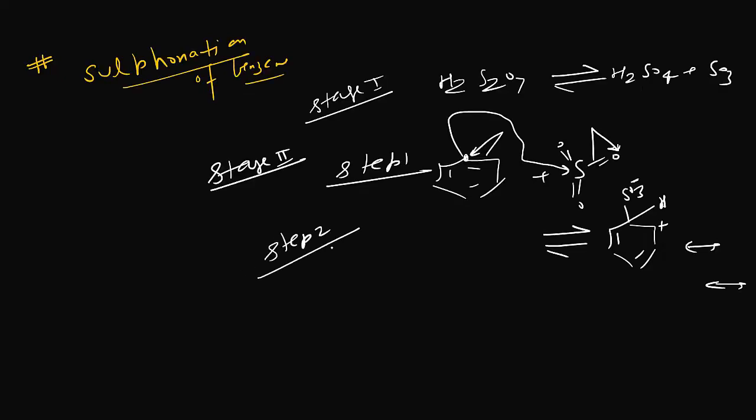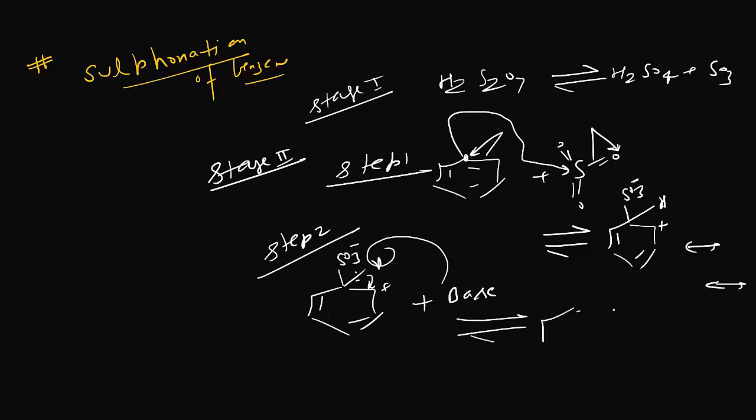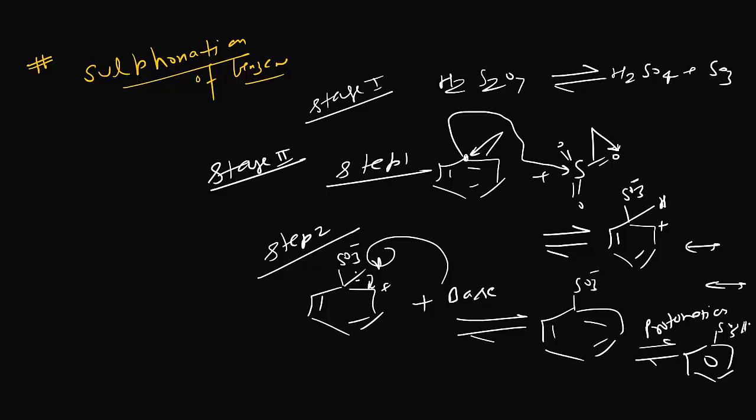Step two. Same procedure. Base will come. Base will abstract this edge, the sigma electrons, leaving SO3 minus, and then we need protonation here. And this way SO3H is formed. What we call this is benzene sulfonic acid.